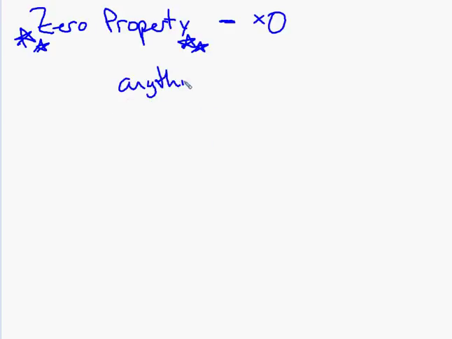Anything times 0 equals 0. You're like, well, Mr. Kane, every third grader knows that. It's the first multiplication table, the 0 table. Everything's 0. Yes, but we can use this in algebra. So here's the use in algebra.